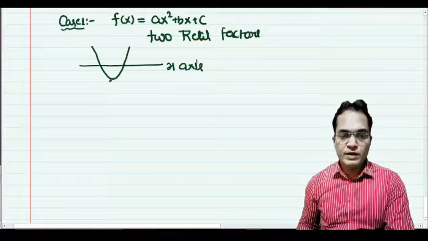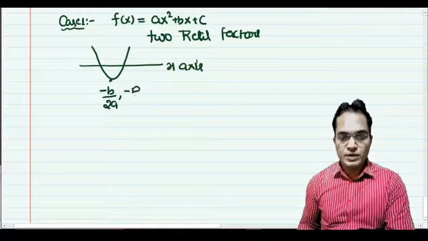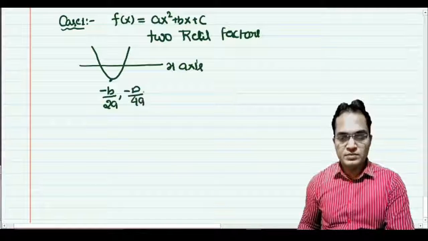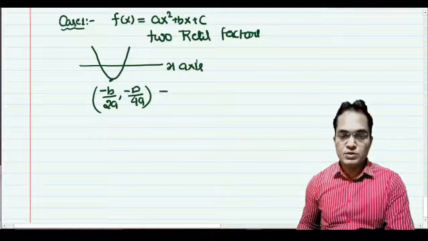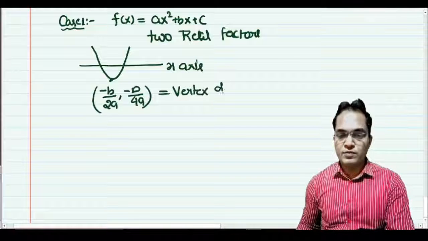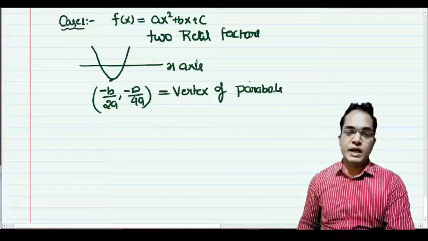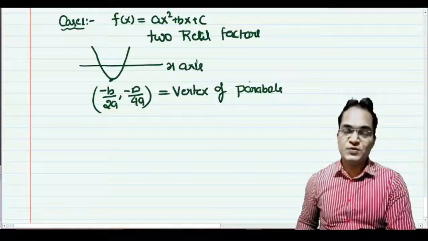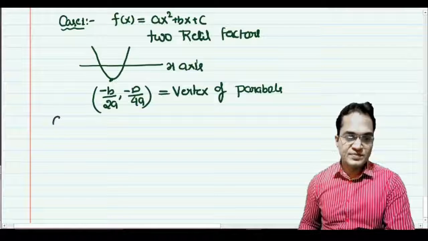And one important point, this point will be minus b by 2a comma minus d by 4a. You have to learn this. This point is called the vertex of the parabola. You have to learn this point. I will explain this point in a later class.